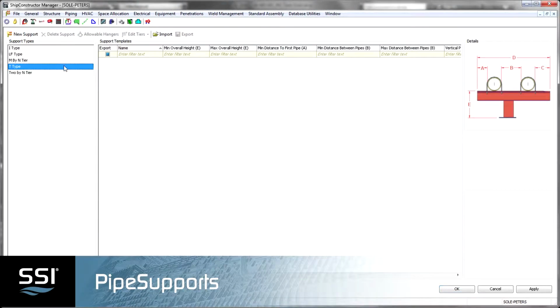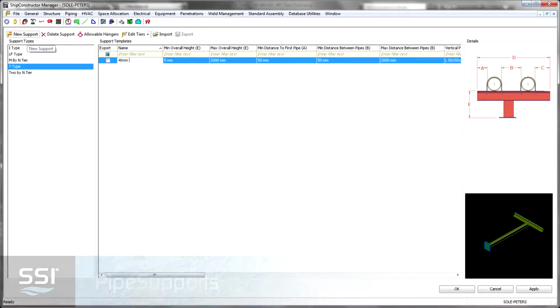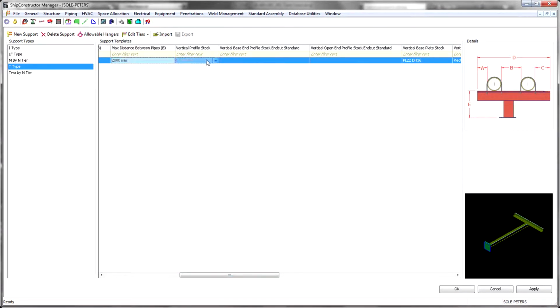PipeSupports is a product designed to meet the challenges involved in hanging and supporting complex pipe systems in the tight spaces common within shipbuilding and offshore projects. Clients begin by developing libraries of rules, standards, and materials that meet the needs of the particular project.